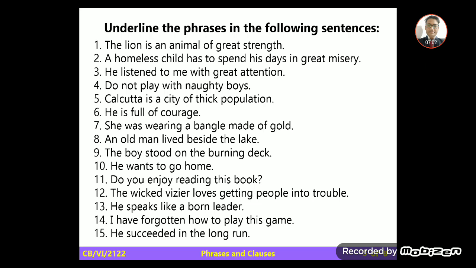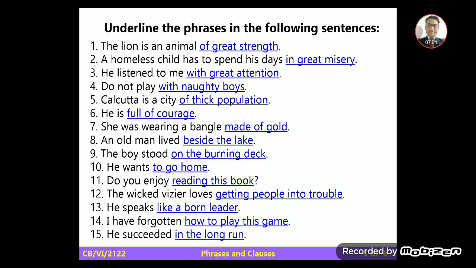Now let's look at all the answers for these. So now I think you understood what those phrases are. Now let's look at them and correct them if you find any mistakes. Lion is an animal of great strength. Of great strength, that is a phrase. A homeless child has to spend his days in great misery. In great misery, that is a phrase. And in the third sentence, he listened to me with great attention. With great attention, that is a phrase.